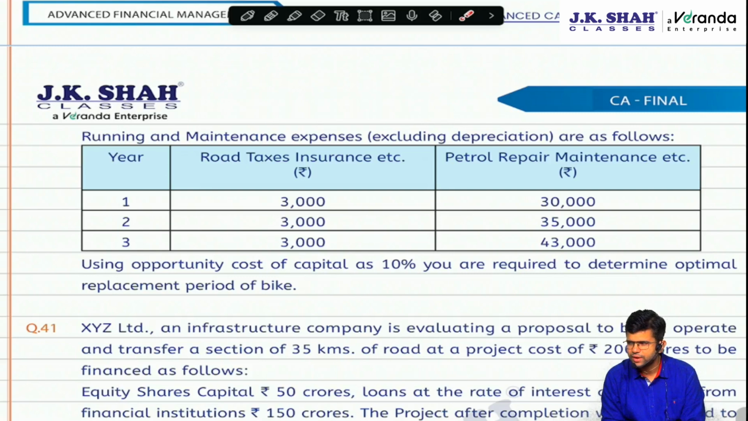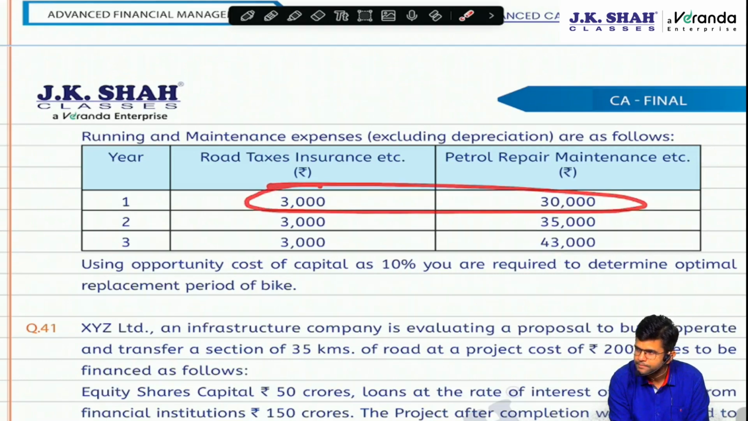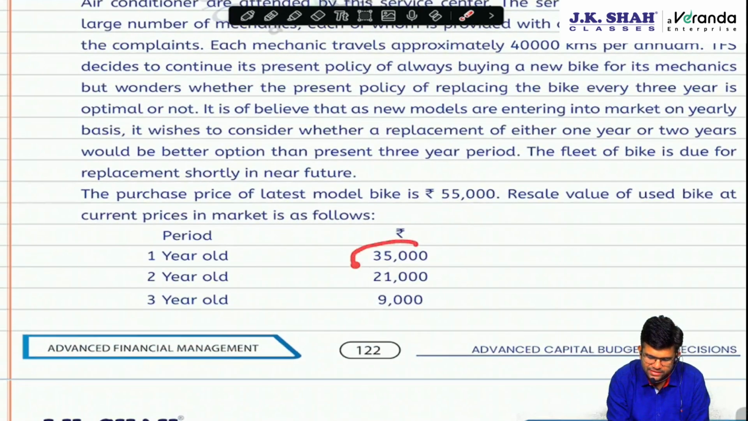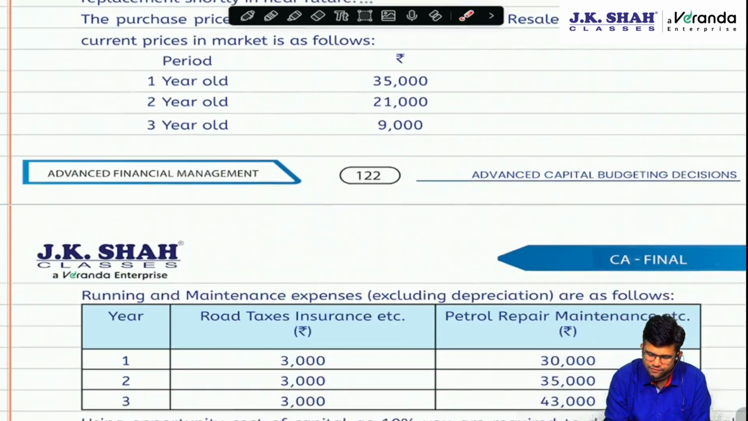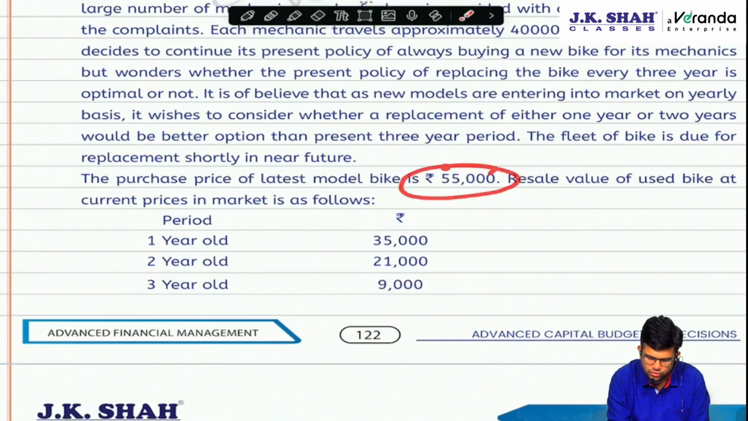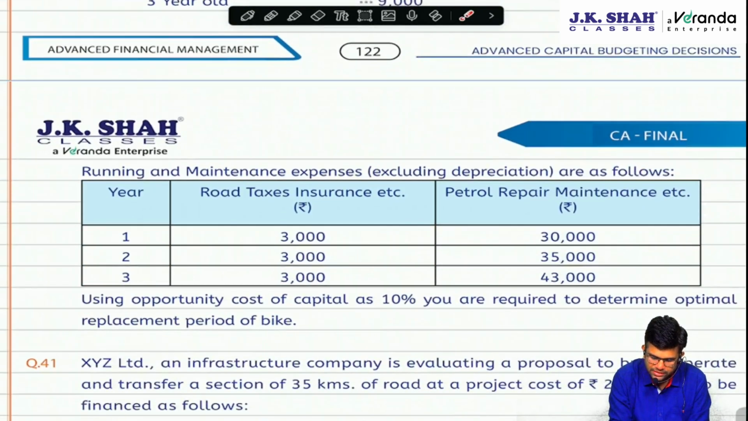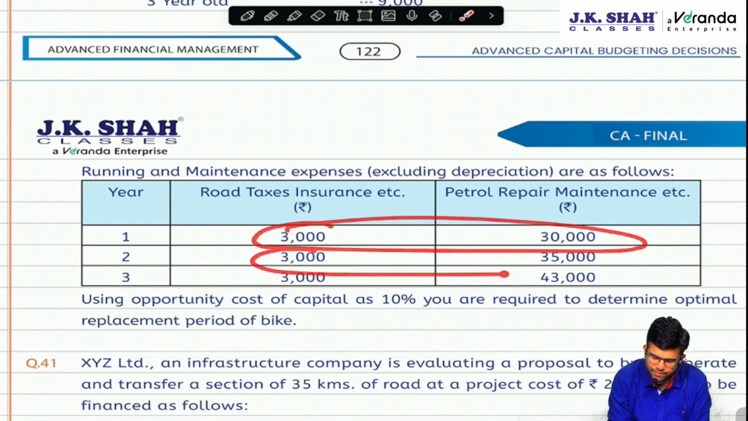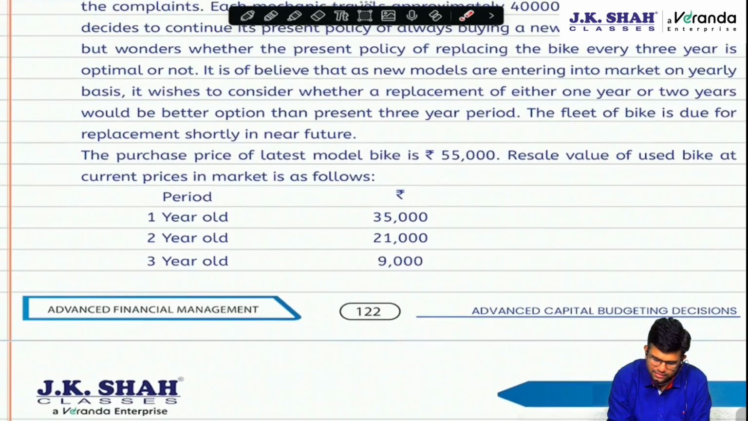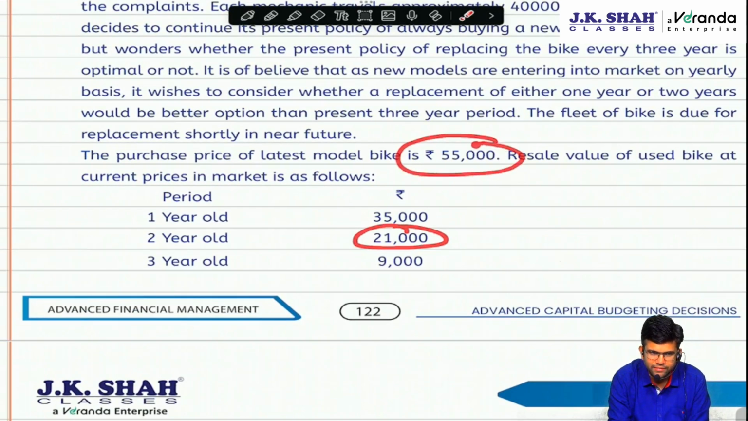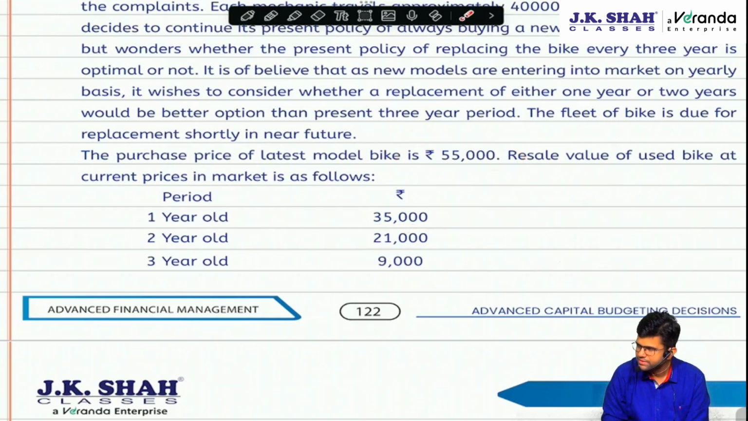Students, what options do you have? If you replace within 1 year, then do you realize you will have to spend this and get this as salvage? Everybody, are you all able to understand? If you replace after 2 years, and of course you'll have to pay this also for the bike, correct? Then you will have to incur this plus this, then get this salvage and pay this for the new bike. Everyone clear? Hello? And same thing goes for 3 years.